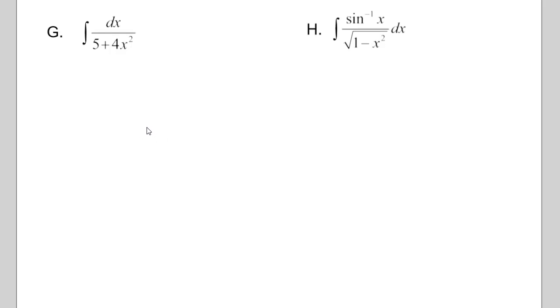Okay, we're going to continue our integration. And we're doing example G here. When I look at this one, the first thing I notice is that I don't have the derivative of the denominator present. So I might think about some of the more unusual ways of integrating that we have seen.